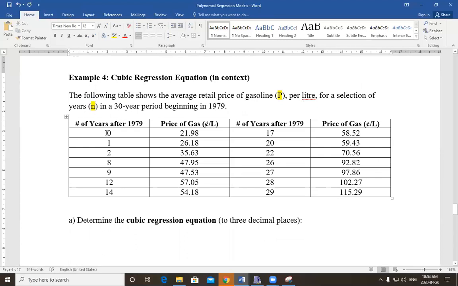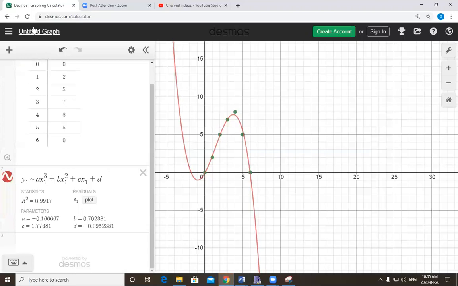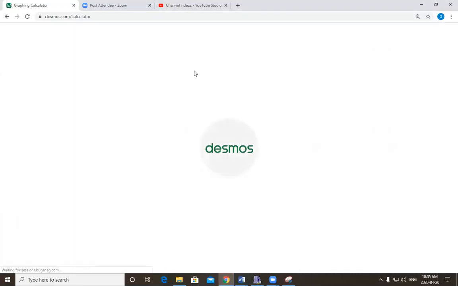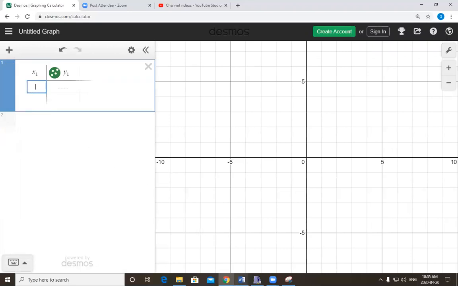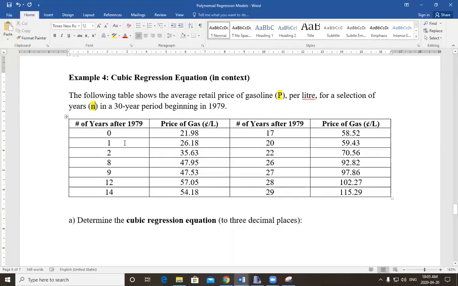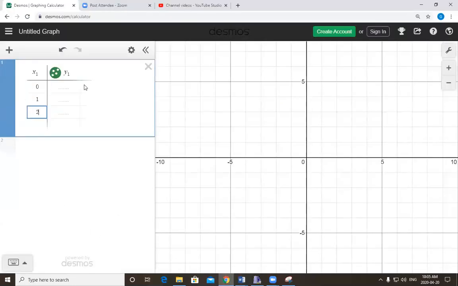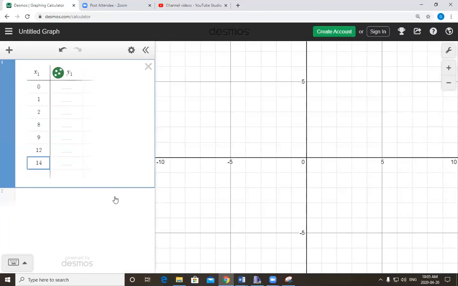So our N is the number of years after 1979. Obviously in 1979, N would be 0. This would be 1980, 81, 82, and so on. Okay, so our x, our y. So we have some data points to plug in to Desmos. So we'll reset again, and we will begin. So our first x values: 0, 1, 2, 8, 9, 12, 14.